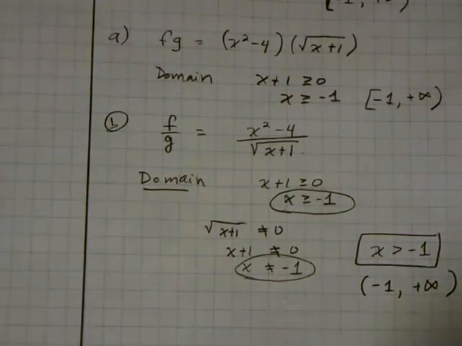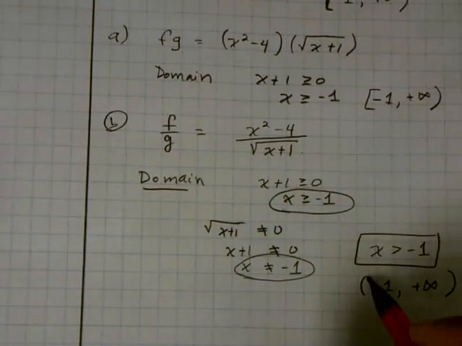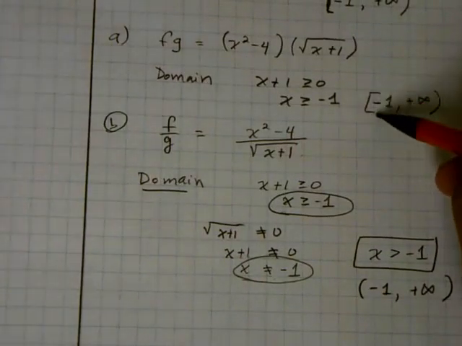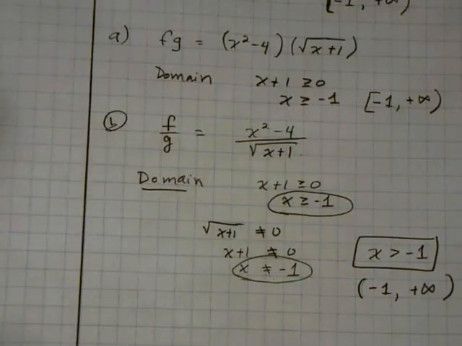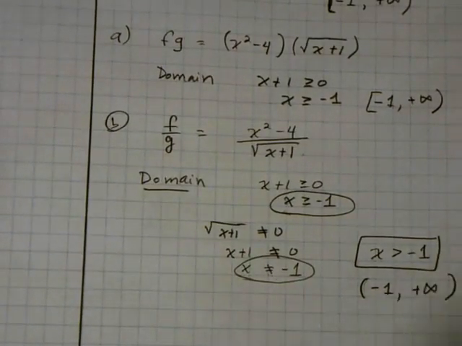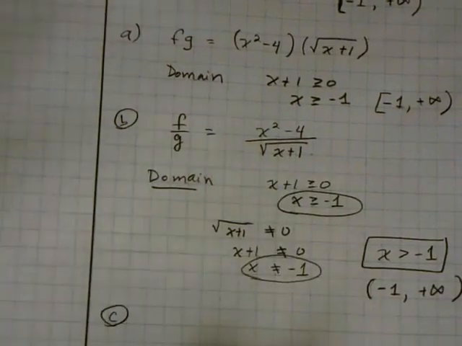And you see all that has really changed here is that this square bracket up here, which means that it can be equal to negative 1, is now a parentheses or round bracket. That means it has to be greater than negative 1. And so let's just finish out our last problem here.